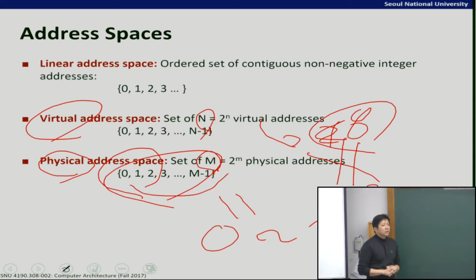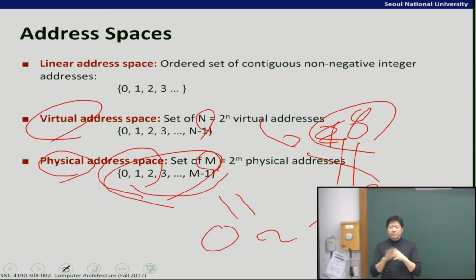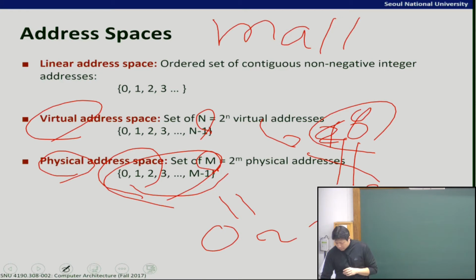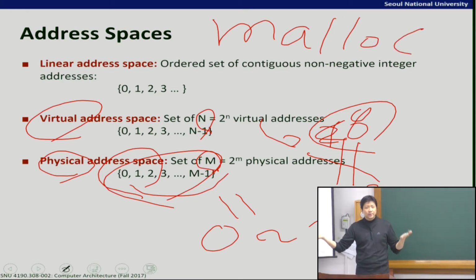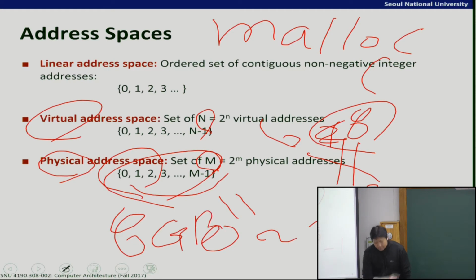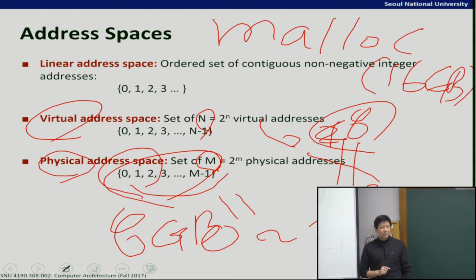Okay? So let's do a thought experiment. You know what malloc is, right? Memory allocation, the heap space memory allocator. When you execute malloc, let's say you have a physical memory of 8 gigabytes. Okay? Physical memory. And let's say you malloc 16 gigabytes. So would this work or crash?